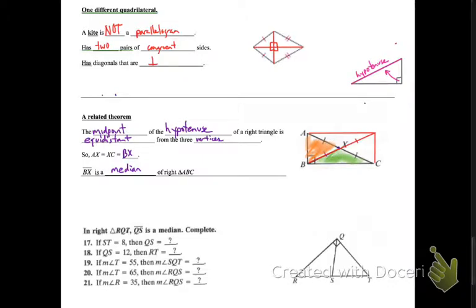So based on that, look at this question down here. If this is a right triangle, and QS is a median, that means that all three of these segments are congruent: RS, ST, and QS. See if from that you can answer these questions. Pause the video, give it a shot.